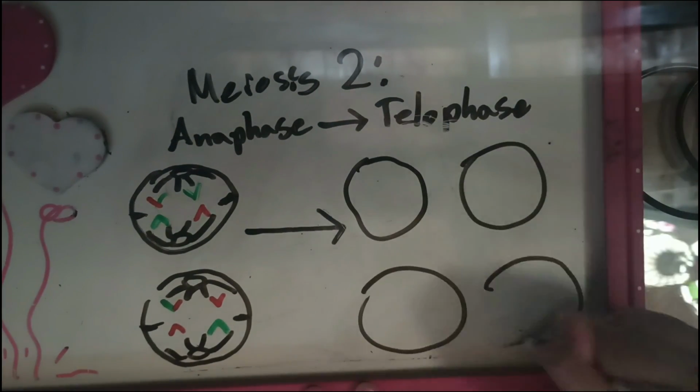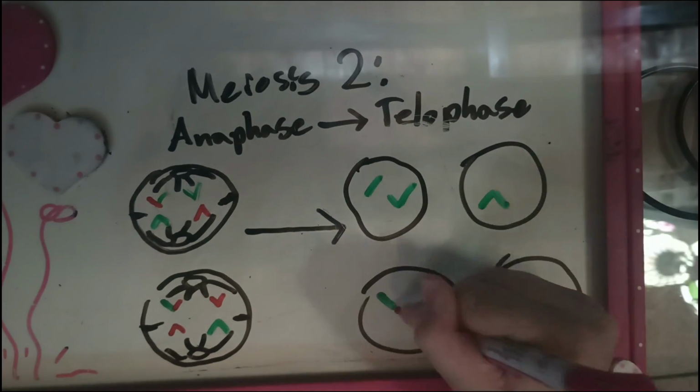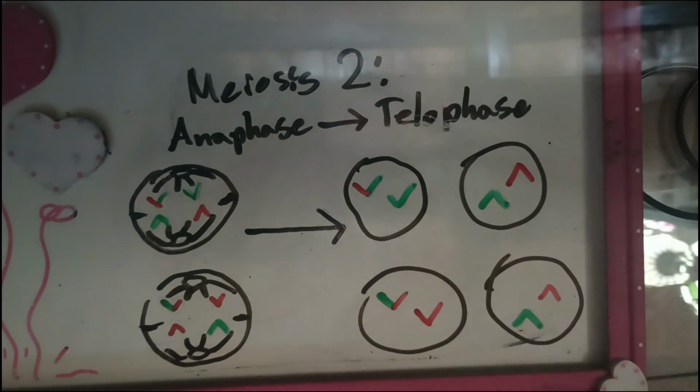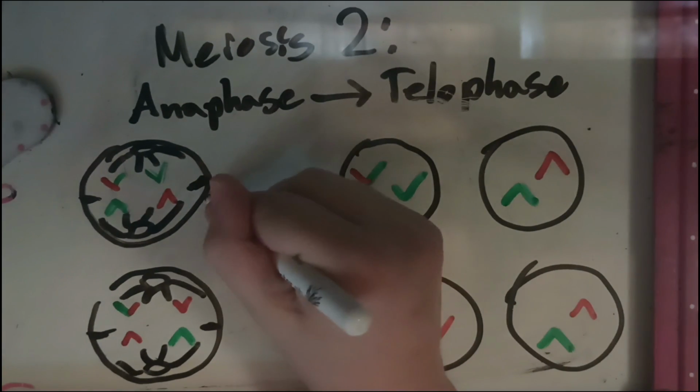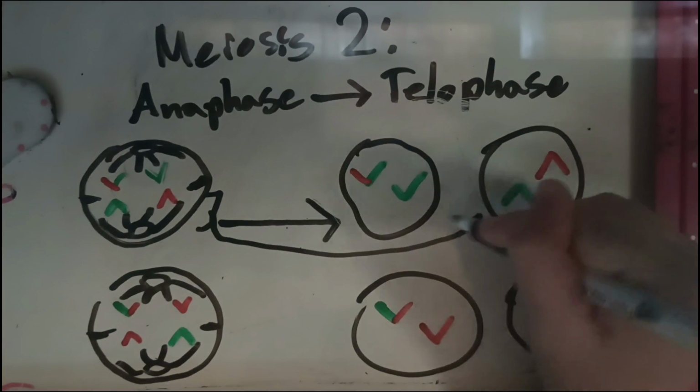There are now 4 haploid cells. These haploid cells, per the name, contain only half the amount of chromosomes as a normal diploid cell.